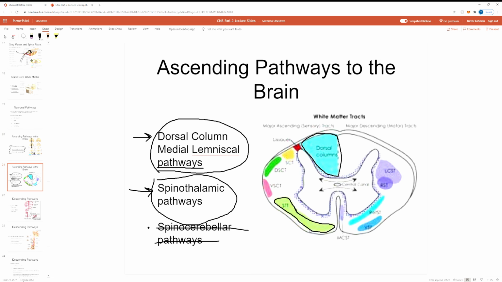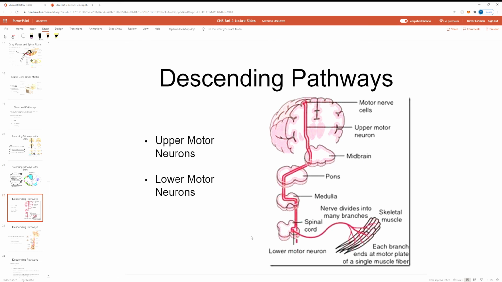So in your notes, I would just write discriminative touch and proprioception for this one, and pain, temp, and light touch for that one, and you should be fine. So those are just two examples of sensory or ascending pathways. We also have a lot of motor pathways.